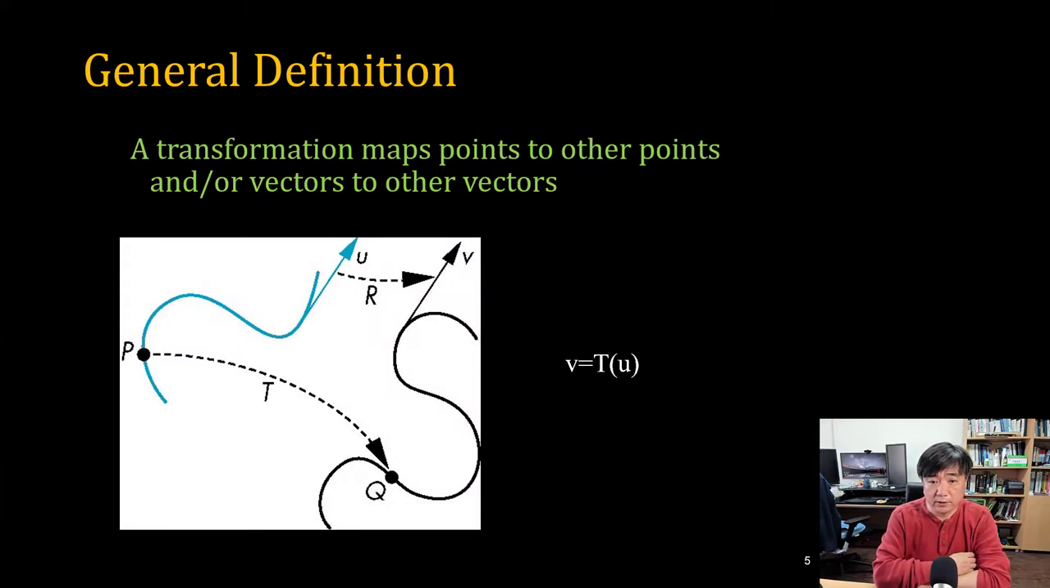This is the general definition of a transformation. A transformation maps a point to another point and/or a vector to another vector. If there is some kind of function T, and you put u as an input of the function T, then output v is generated. Then it is a one-to-one mapping between points or vectors. Okay, this is the general definition of transformation.